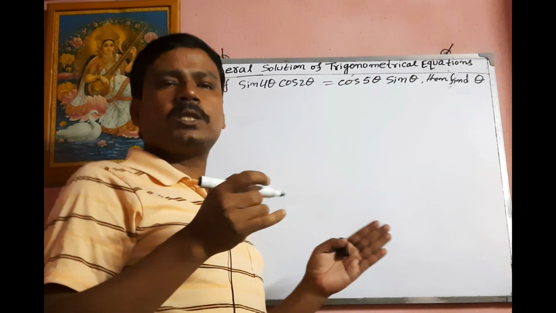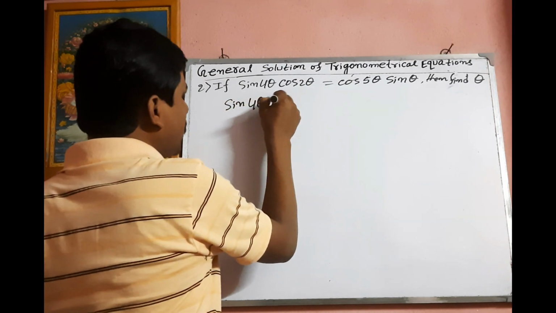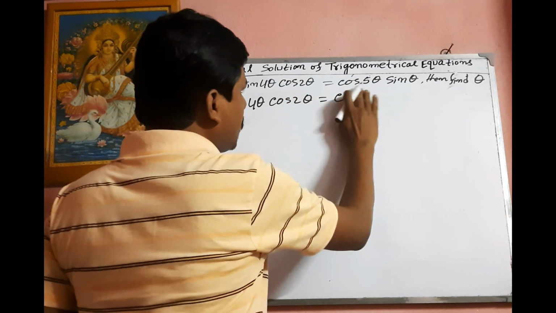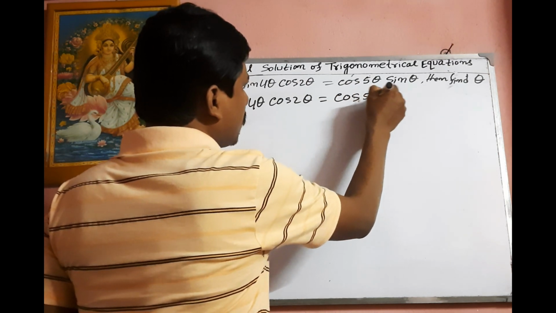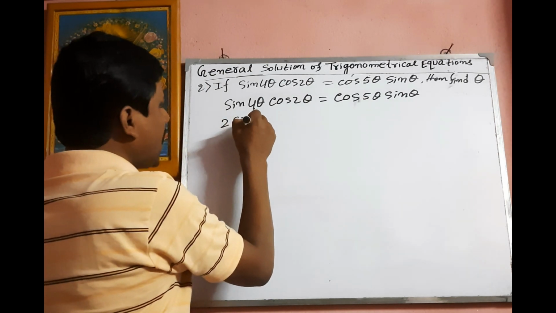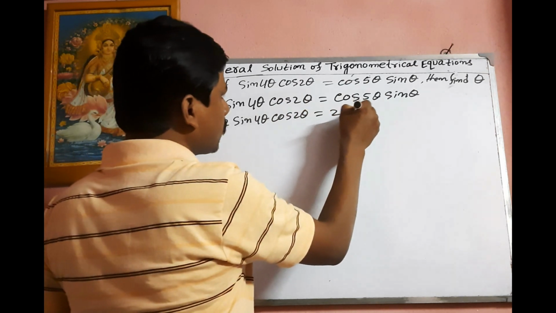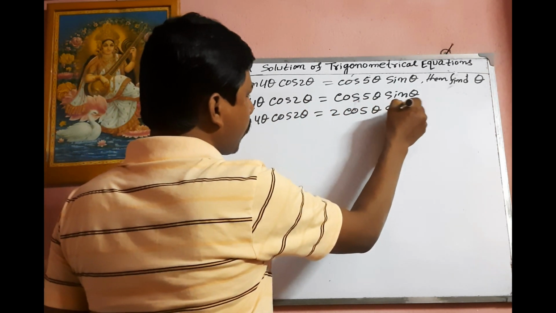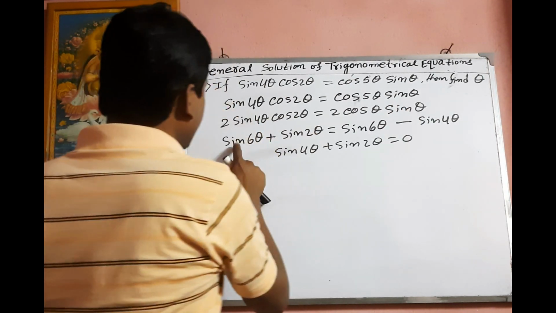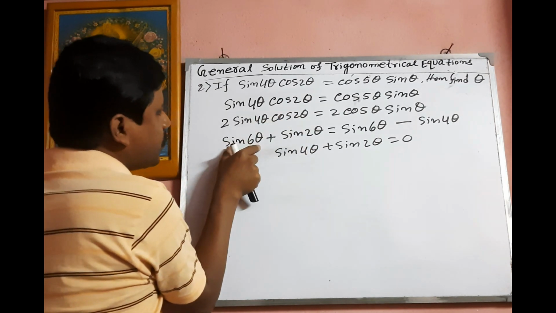Now from the given information, we can write sin of 4 theta into cos of 2 theta is equal to cos of 5 theta into sin of theta. If we multiply 2 on both sides, then we get 2 sin 4 theta cos 2 theta equal to 2 cos 5 theta sin theta. Now we are using the 2 sin A cos B formula. That is sin of A plus B, that is sin of 4 theta plus 2 theta, which is sin of 6 theta.